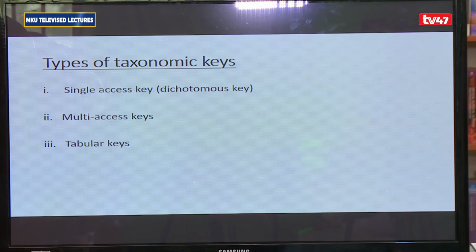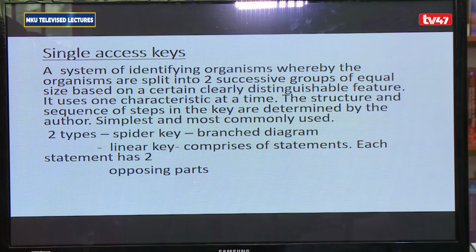And remember, before you come to identification, you said you must have described the organism first, having listed down its characteristics. So as you're busy trying to identify it, we have the characteristics with us. Now, to differentiate the different types of taxonomy keys, we start with the single access key or the dichotomous key.